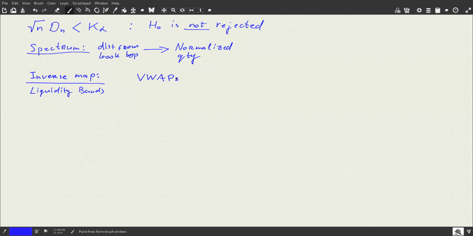Okay. So VWAP is a volume weighted average price. It is a very important concept. By the way, this might very well be a simple exercise in tomorrow's midterm. Given an order book, construct the VWAP.